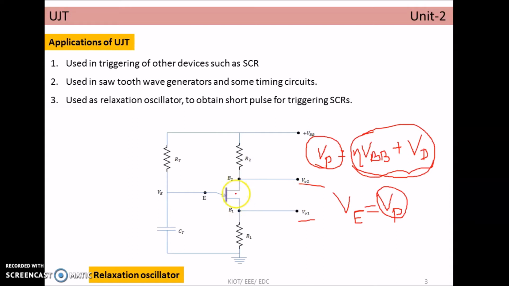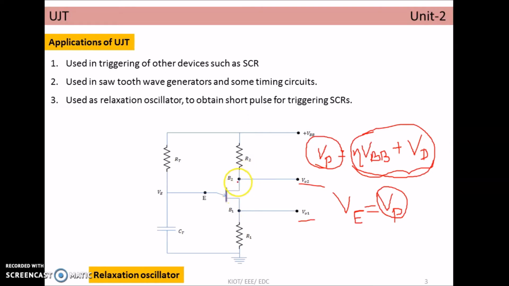Because the UJT was not turned on at that time, it acts as an open switch, so current will not flow. Whatever current is coming here will create a drop, and that voltage will be available at the terminal V01.